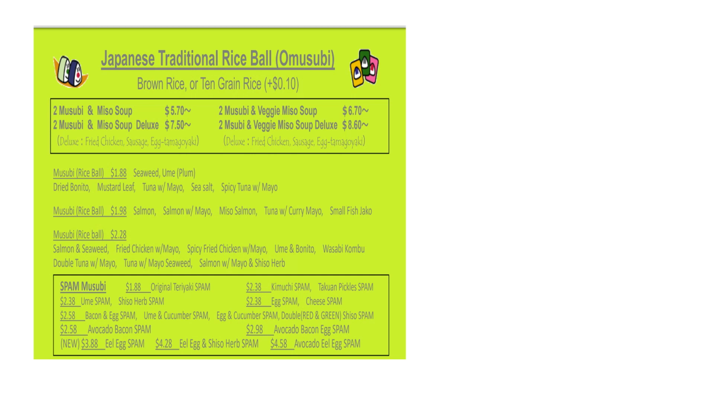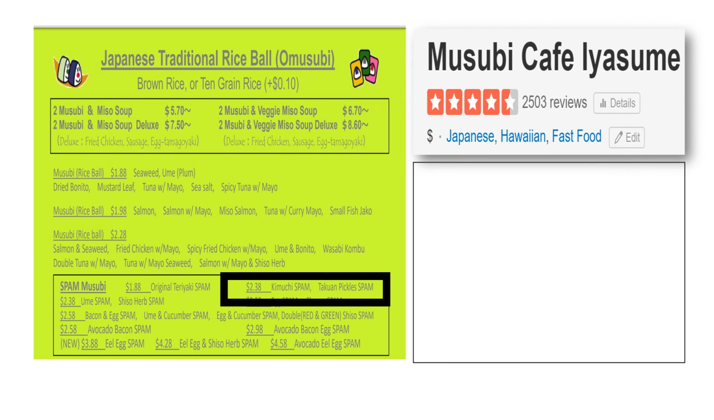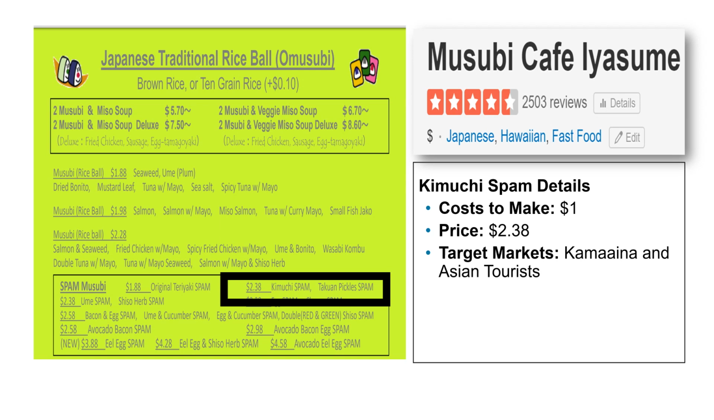So here's their menu. I'm not going to go through the entire menu, but they have musubis all the way from $1.88 to our Kimuchi Spam Musubi, which is $2.38. So how do they get from $1.88 to $2.38? And by the way, Musubi Cafe is just an incredible musubi place with 2,503 reviews on Yelp and 4 3/4 stars. So they provide an exceptional product. So let's take a look at some of their details.